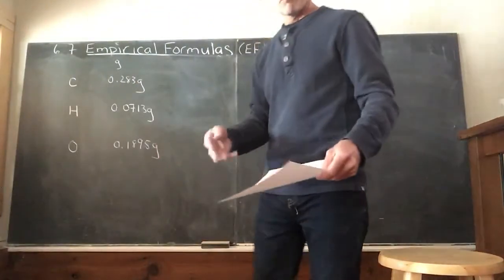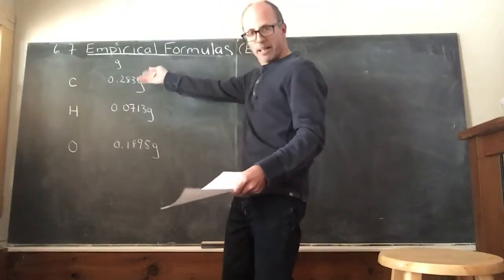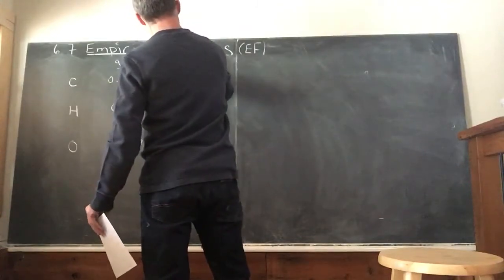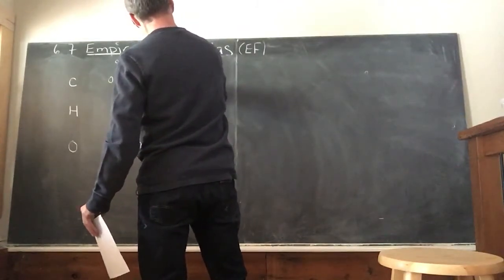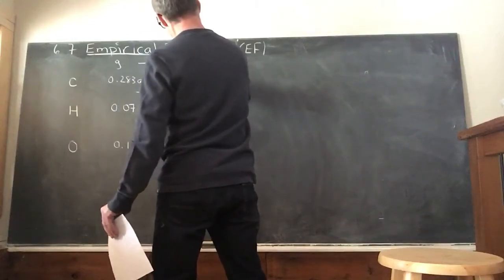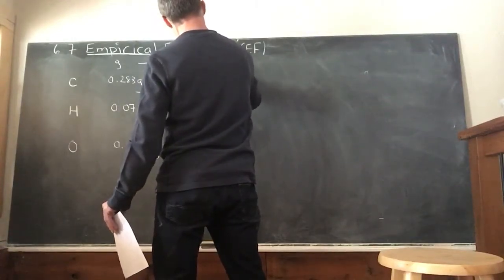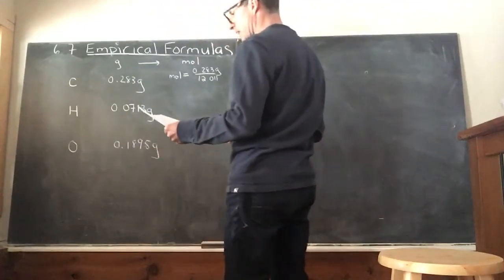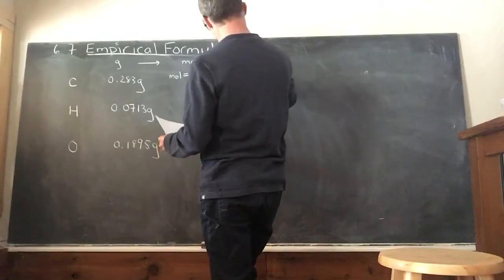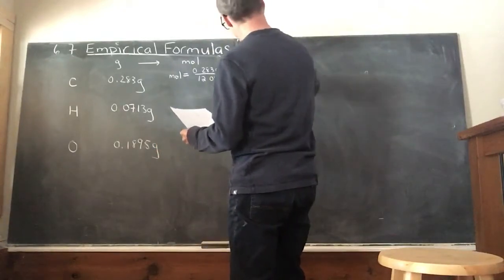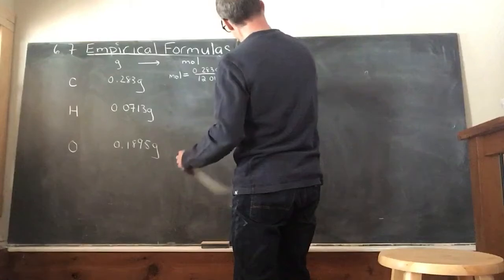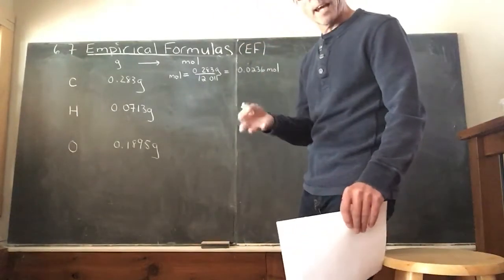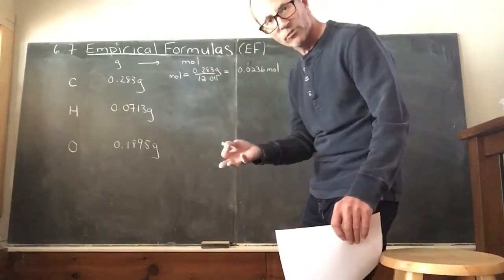Remember your rhyme? Percent to mass, we're already there. Next step, mass to mole. Moles equals grams over molar mass. We know this. So if we look at carbon, that's 0.283 over 12, 0.011 if you want to be really accurate, and that's about 0.0236 moles. Again, have your calculator running as we go along. It'll make a lot more sense to you if you do that.